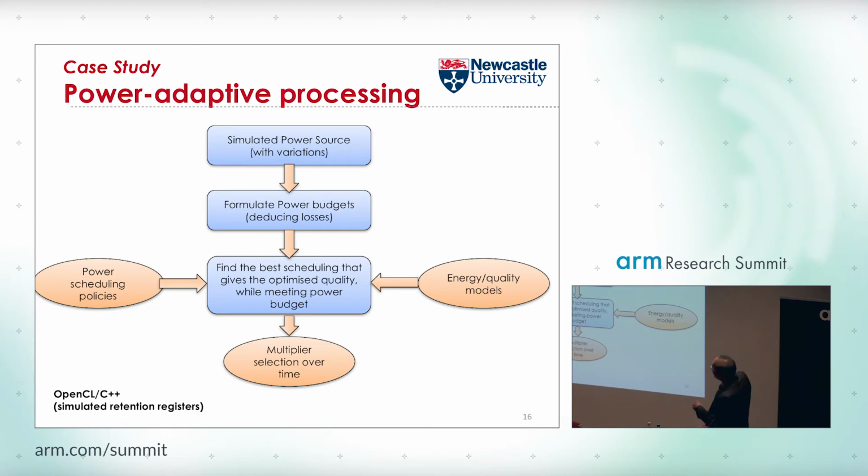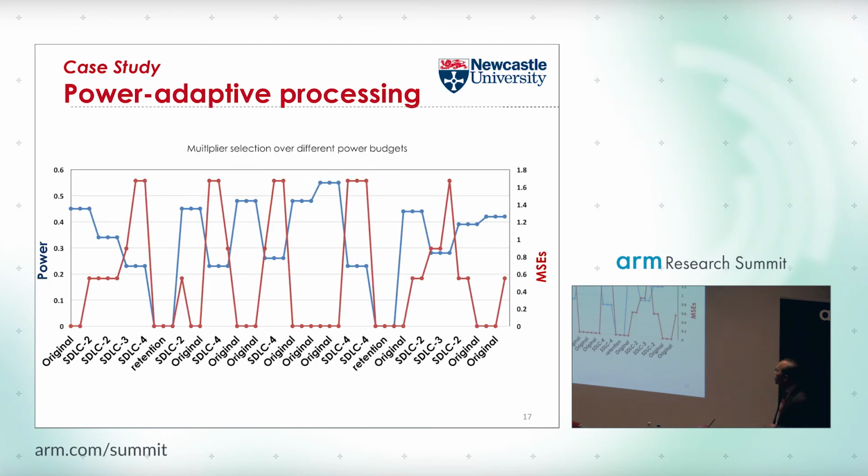So what we did is we emulated an environment where we were able to simulate the power source variations, and we also formulated some power budgets based around what's coming in, reducing the losses, of course. And then we found out, using machine learning, some policies for scheduling the multipliers depending on the incoming power. The aim is to optimize the quality while also meeting the power budget at all times, right? And this is what we got.